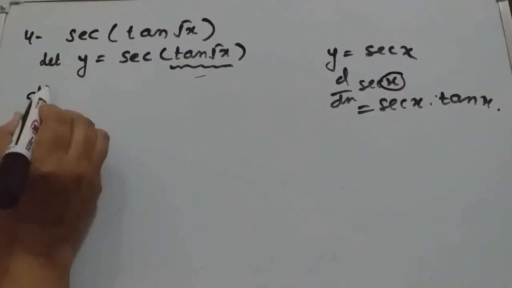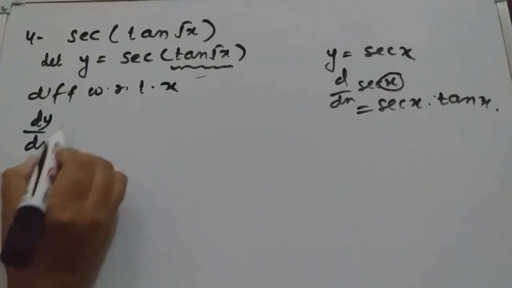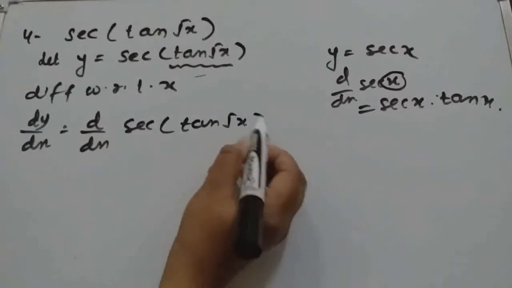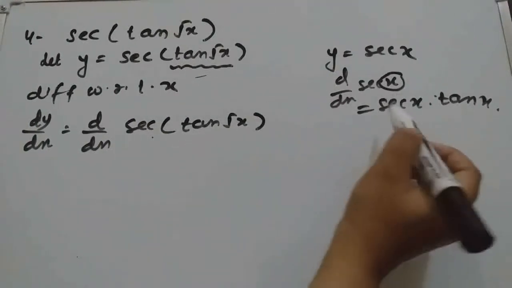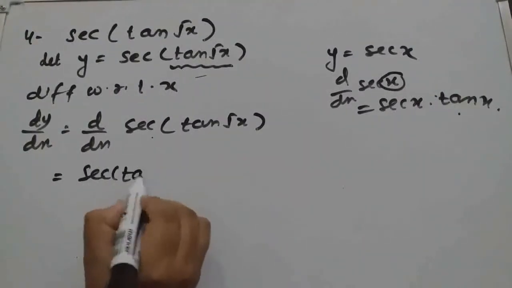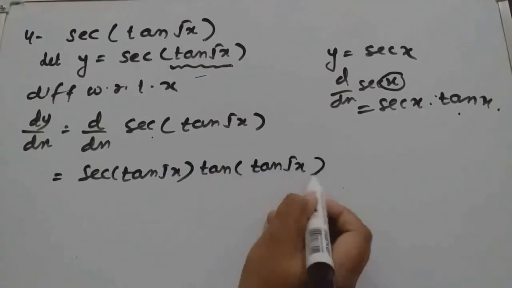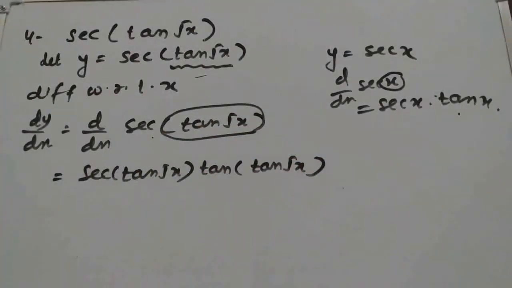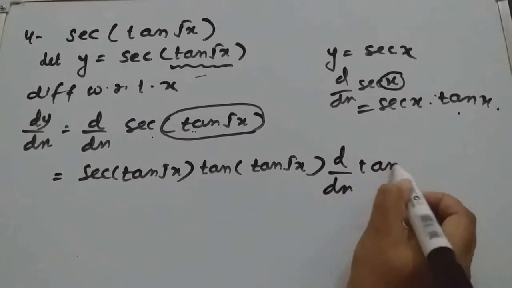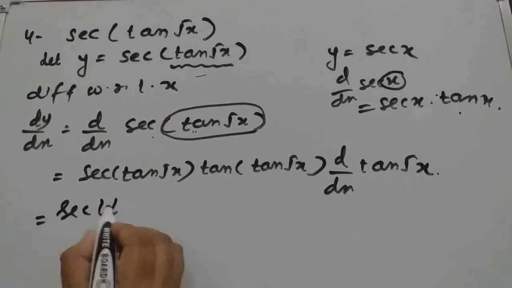So what we will write, first write differentiate with respect to x. So dy/dx will be d/dx of sec(tan √x). Okay, so what will be the derivative of sec x? Sec x into tan x. So here it will be the same, sec angle then tan angle. But since this is a composite function, not a standard one, we should multiply with the derivative of tan √x. Now these two terms we should copy as it is.